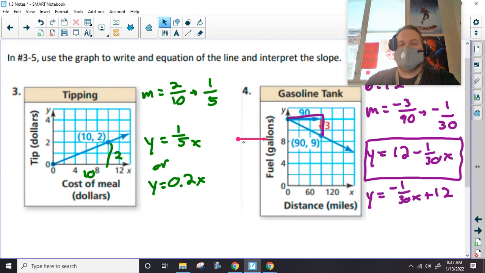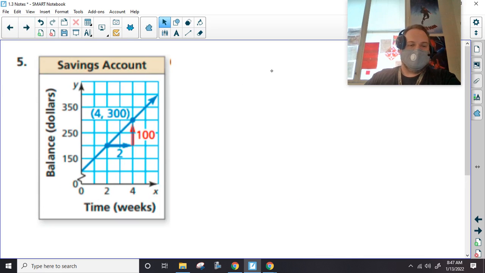And who has a 90-gallon fuel tank? That is a lot. Like, that's something that you would see on a semi truck or something. Even the trucks that have two gas tanks.